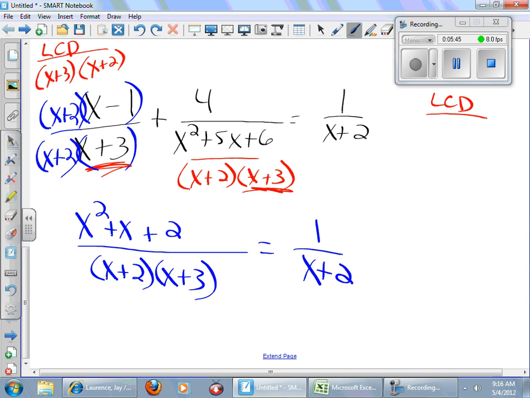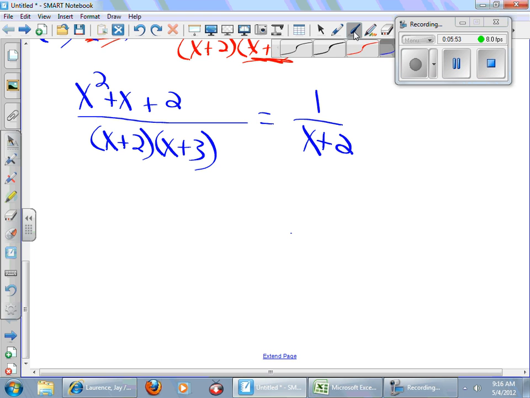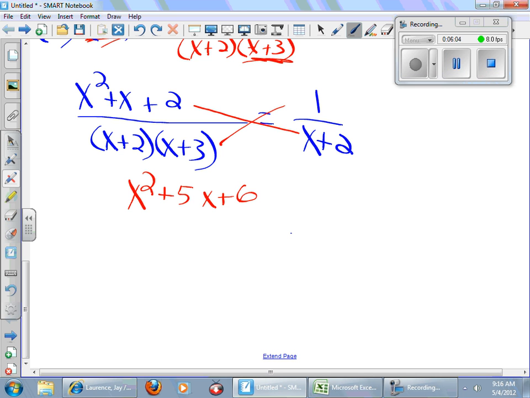Now if I want to, I can cross multiply. I don't want to cross multiply. I think it's ugly. I think it's hard in this kind of situation. But some of you will like to do it, so I will demonstrate how. Now this one is easy. I'm going to get x squared plus 5x plus 6. All I did was refoil that and then multiply it by the 1.